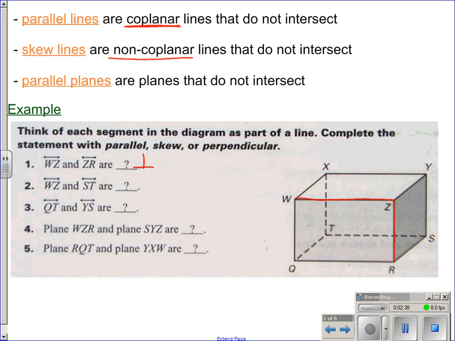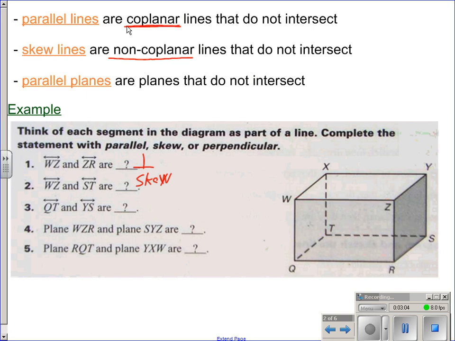Line WZ and line ST. WZ is this red one, line ST. These do not cross, but they are on different planes. That is skew.